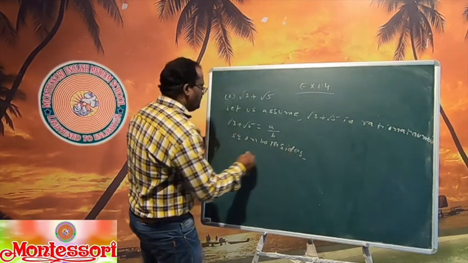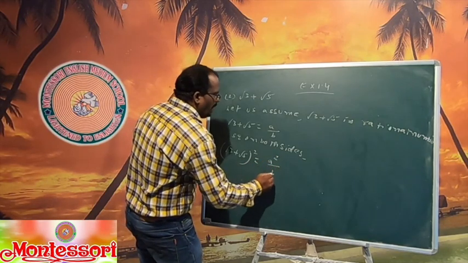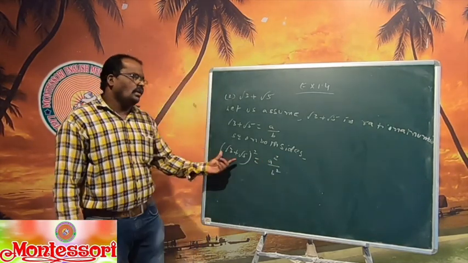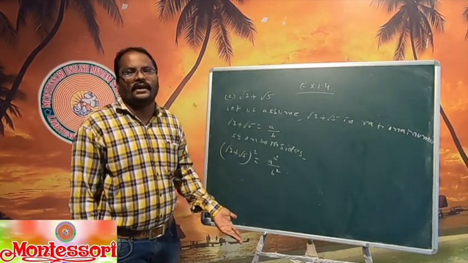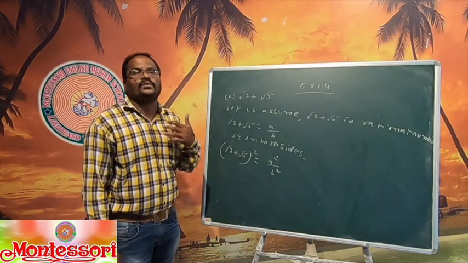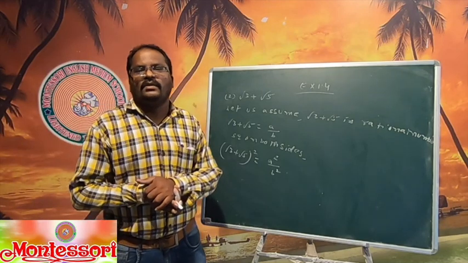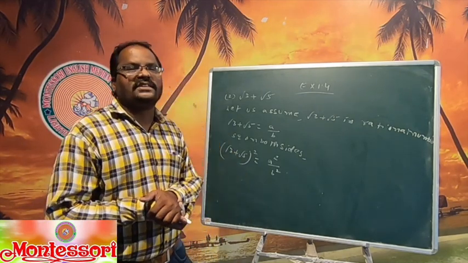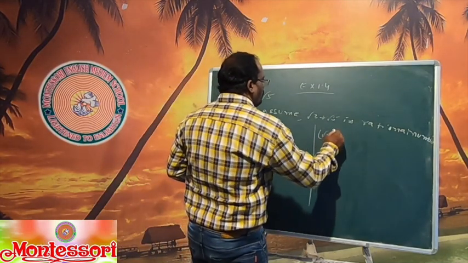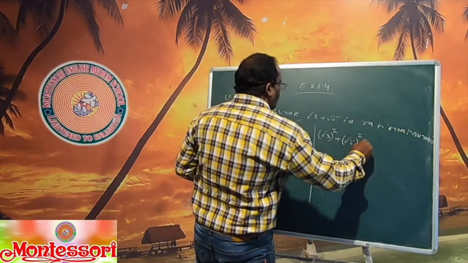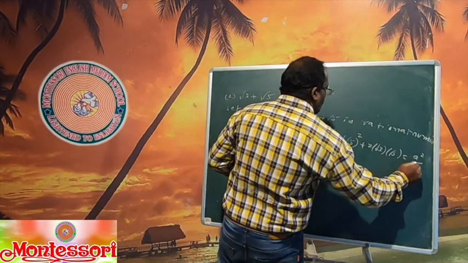Squaring on both sides means (root 3 plus root 5) whole square is equal to a square by b square. Now apply the formula. If it is plus, apply the formula (a plus b) whole square. If it is negative, apply the formula for (a minus b) whole square. We know very well the (a plus b) whole square formula is a square plus b square plus 2ab. Now we write (root 3) whole square plus (root 5) whole square plus 2 into root 3 into root 5 is equal to a square by b square.